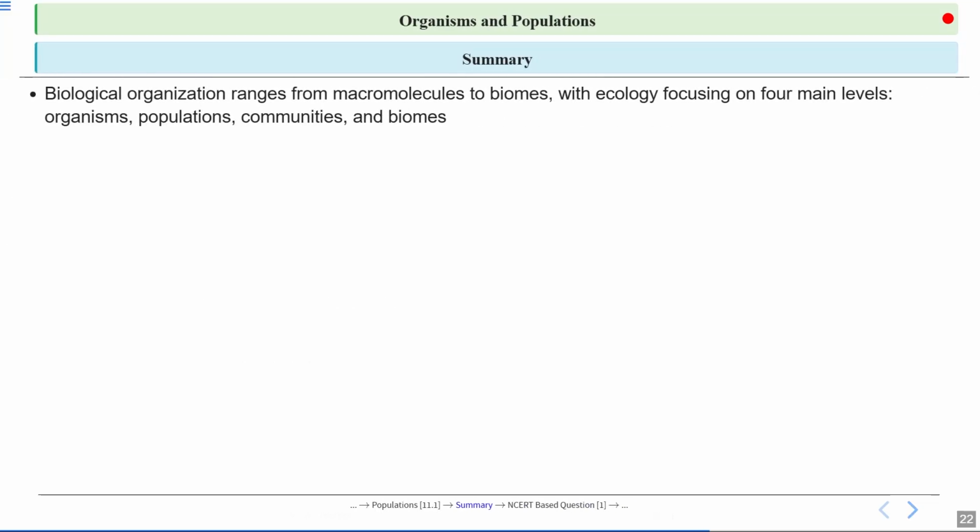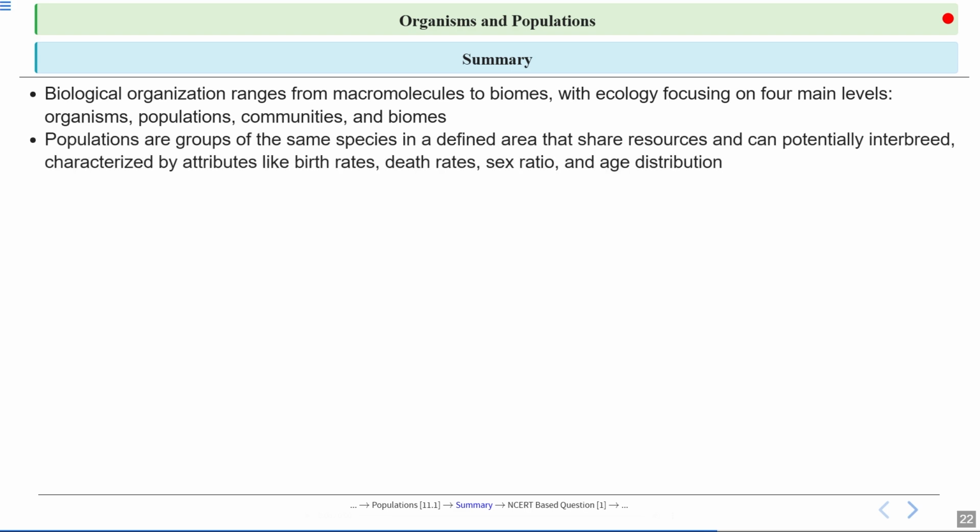Okay, let's summarize this entire lecture. First of all, we talked about biological organization. There are different levels of organization. We focused on four main levels: organism, population, communities, and biome. Now, populations are groups of the same species living in a specific area, sharing resources, and potentially interbreeding. The key characteristics of a population include birth rate, death rate, sex ratio, and age distribution.